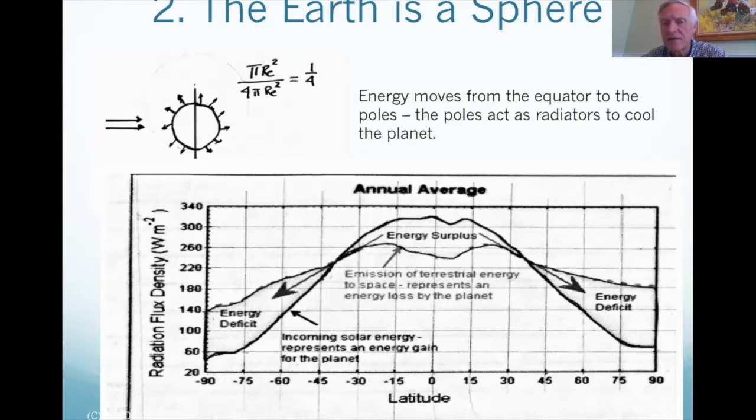All that to say that the energy is moved from the equator to the poles, and the poles act as radiators to cool the planet, all right?